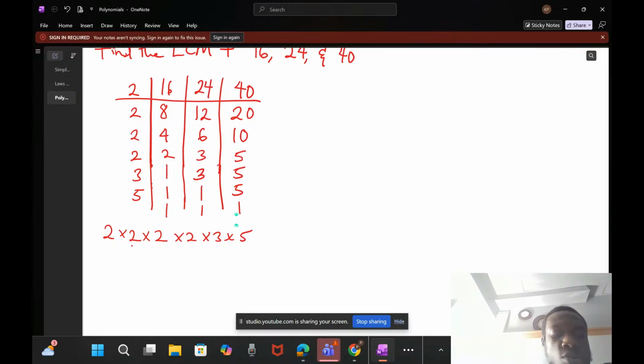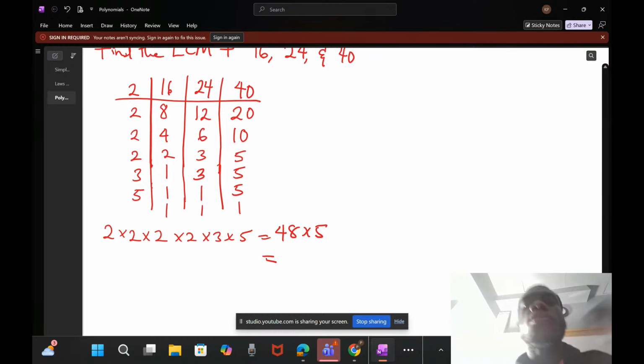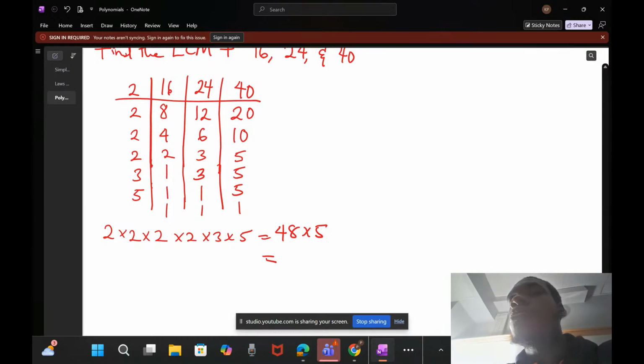So 2 times 2 will give us 4. 4 times 2 will give us 8. 8 times 2 will give us 16. 16 times 3 will give us 48. So now let's do 48 times 5. So 48 times 5 will give us 240.